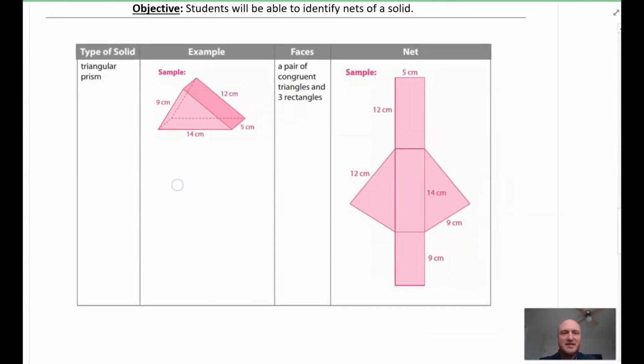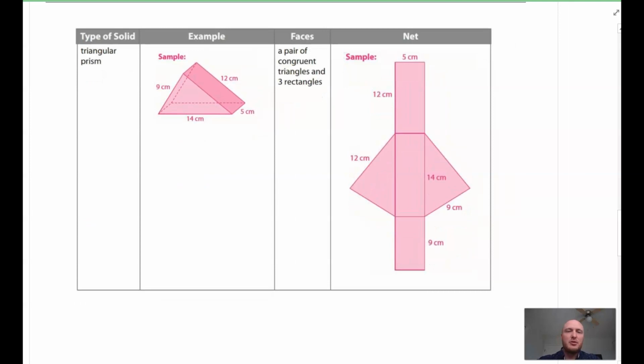All right, the next example that we have, looking at this object, again, the sides, right here on the side, this piece, and this piece are rectangles. So that makes it a prism. This isn't a pyramid because a pyramid comes to one specific point, the apex. So this is a prism.